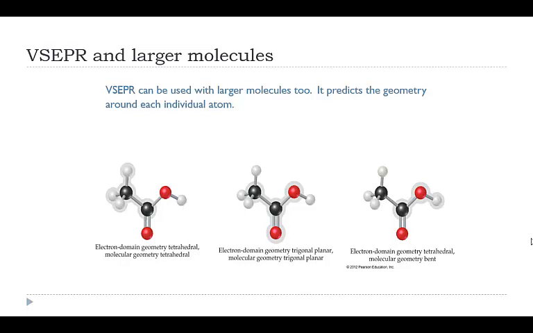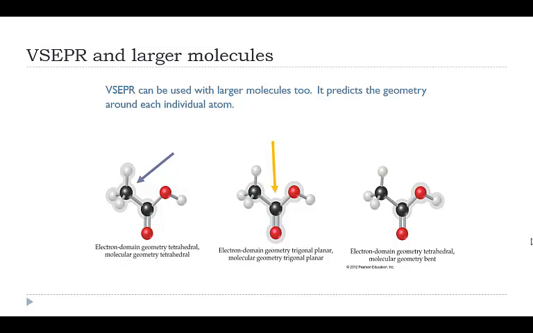VSEPR also works with larger molecules, and what we do with it is we predict the geometry around each individual atom. So if we look at this molecule here, the black ones are carbons, the white ones are hydrogen, and the red is oxygen. So if we look at the first carbon on the left, the electron domain geometry is tetrahedral because there are 4 electron domains, and the molecular geometry is also tetrahedral.